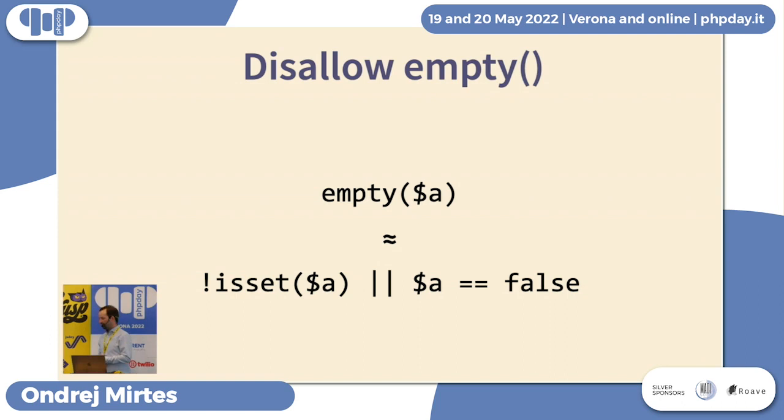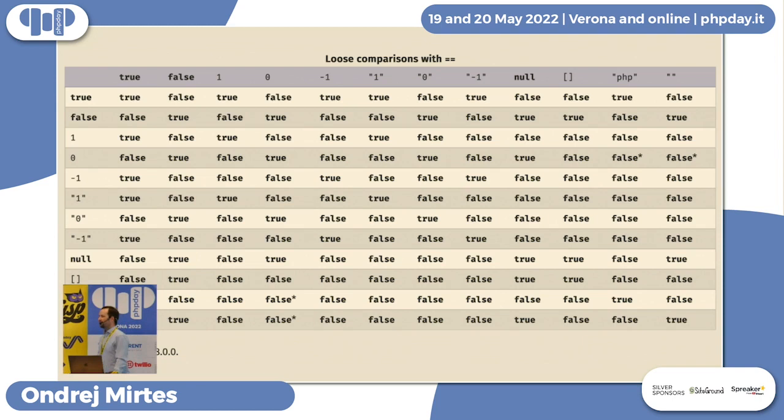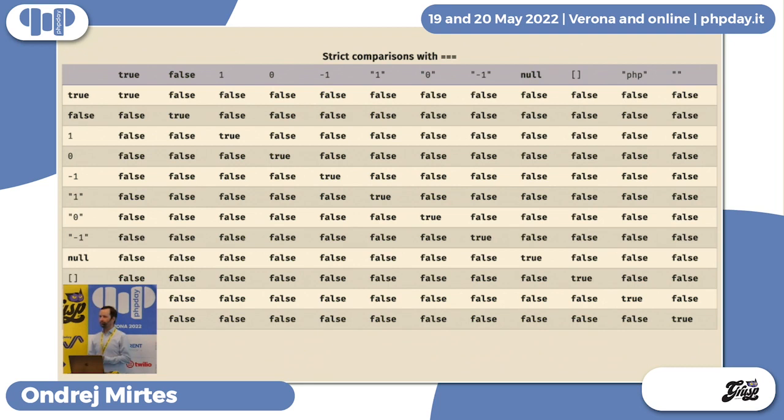Another problem is the two equal signs, because the semantics of the two equal signs are really messy in PHP. So this is a completely random mess that it's really hard to memorize, to use logic like this. So I would like to encourage you to rather use three equal signs, which means no empty construct. And three equal signs are exactly as it should be. The only true values are along the diagonal, only between the same types. So this is completely predictable, and I really like to use three equal signs instead.